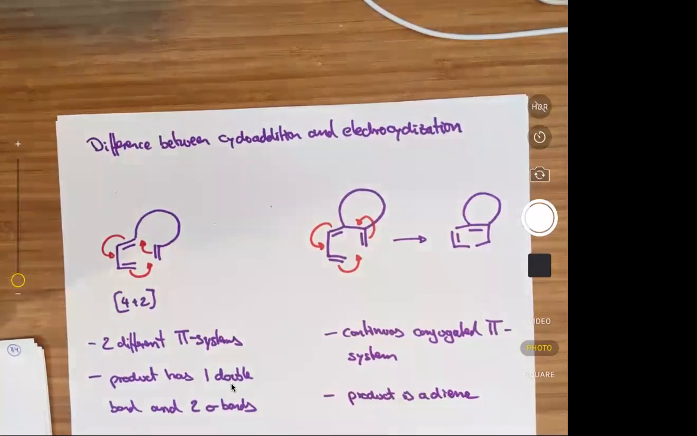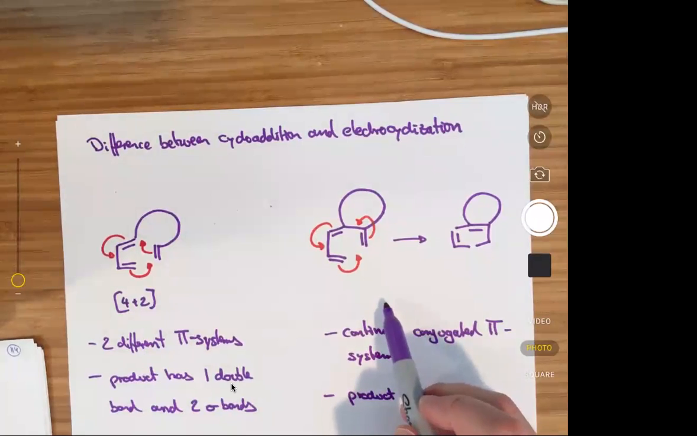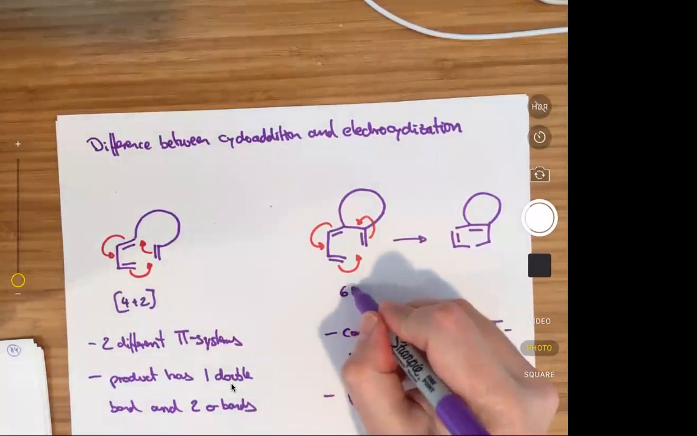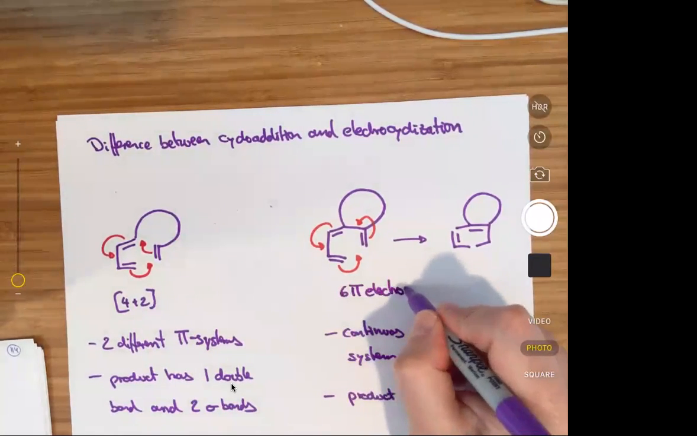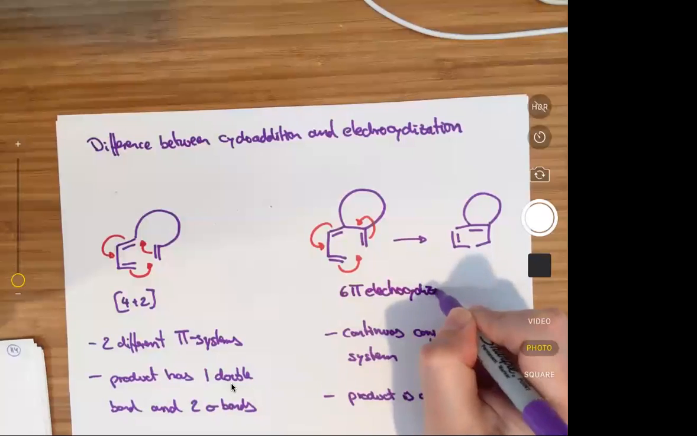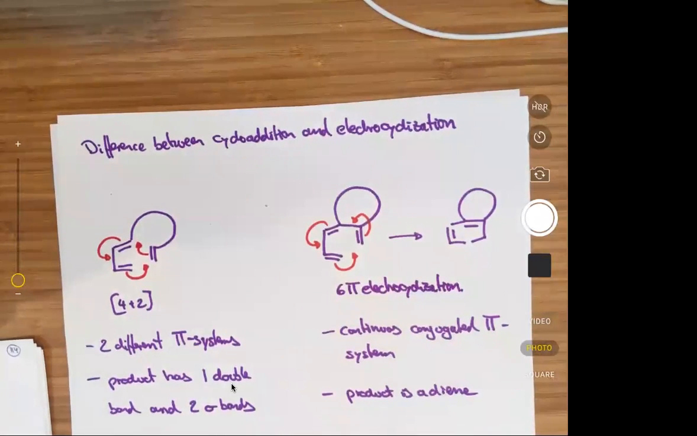Right? So these are the key differences, putting the cycloaddition reactions on this side right next to the electrocyclizations on this side. This would be a 6-pi electrocyclization that you see over here. Okay. All right, so I'll leave it at this with the electrocyclizations for now.